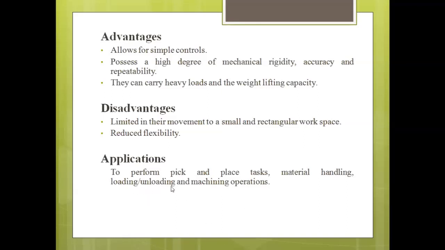In those cases also we can use a Cartesian configuration robot, repeatable work. And machine loading and unloading. In those cases also we can use a Cartesian configuration robot to machine load and unload. These are different applications of the Cartesian configuration. You just remember 4 to 5 applications: pick and place applications, material handling, vehicle loading and unloading, machine loading and unloading. These are very important applications related to Cartesian configuration robot.